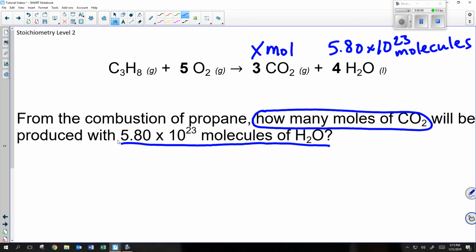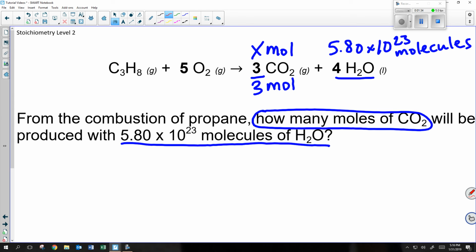At this point, before setting up my proportion, I want to make sure my units on the top and bottom of the proportion will match. So from my balanced equation, this 3 represents the 3 moles needed for this balanced chemical equation to happen. So under my 3 CO2, I'm going to write 3 moles. Now, for my 4 H2O, I have molecules.